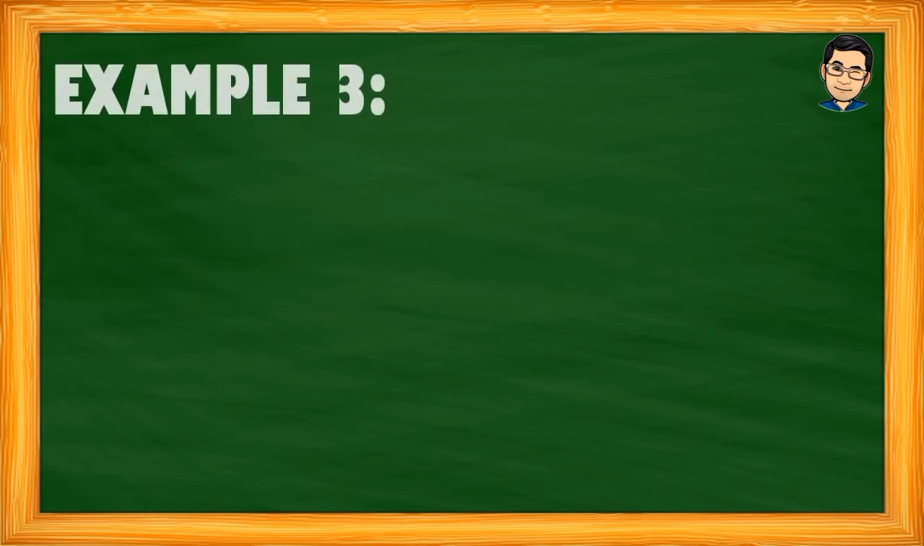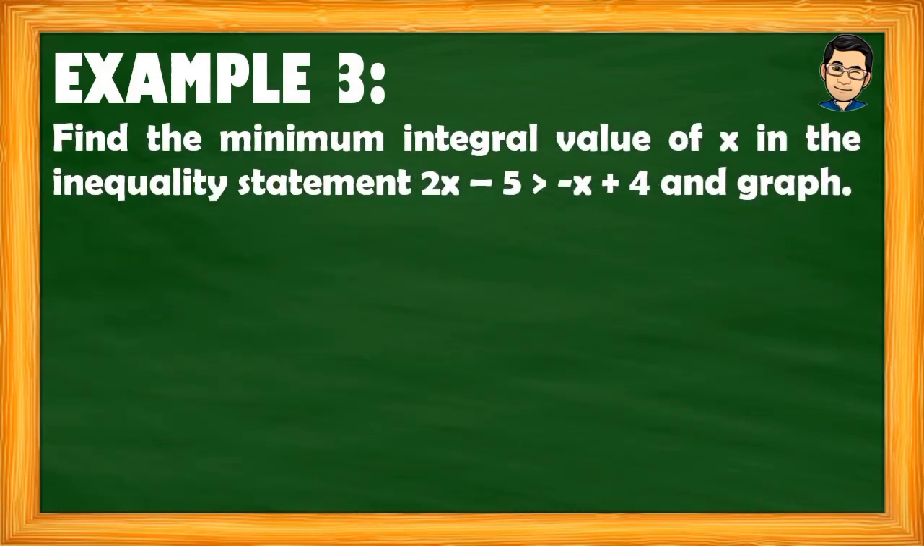So, let's have the next example. Find the minimum integral value of x in the inequality statement 2x minus 5 is greater than negative x plus 4, and graph. Kanina, hinahanap natin ay maximum integral value of x. Ngayon naman, yung minimum, yung pinakamababa na possible value ng x. So, let's have the inequality: 2x minus 5 is greater than negative x plus 4.